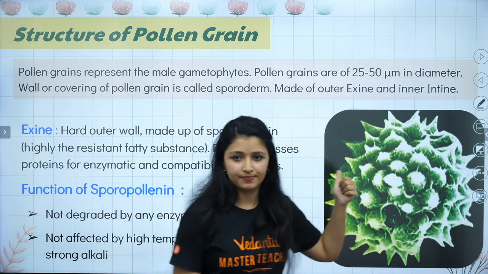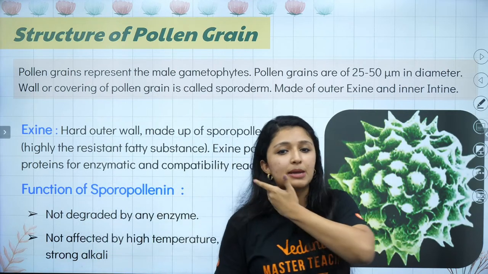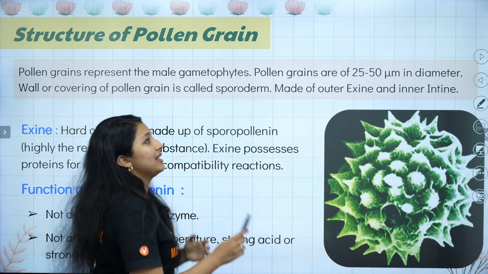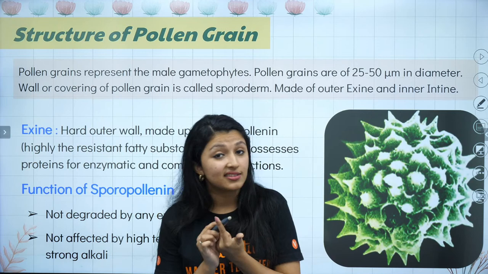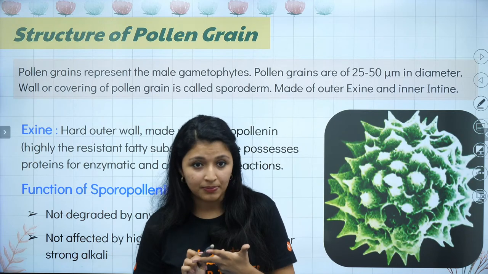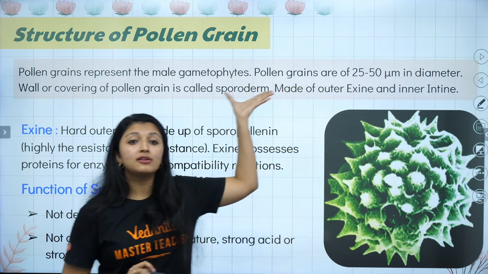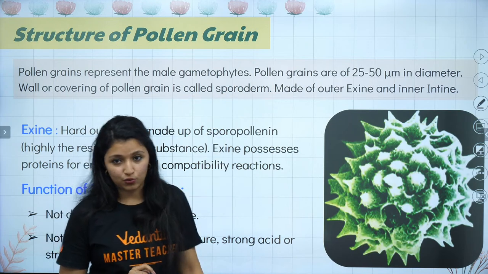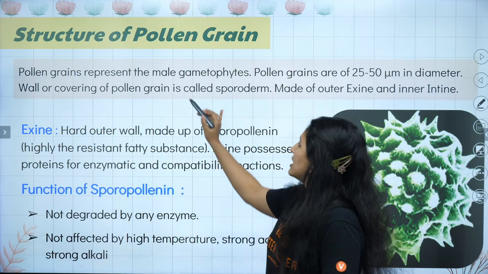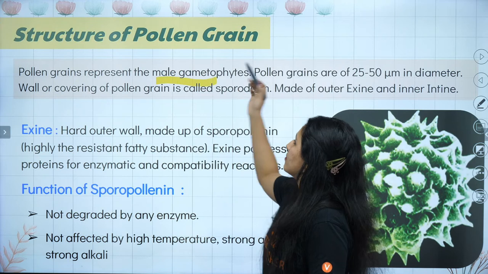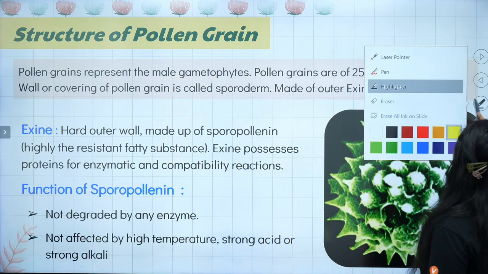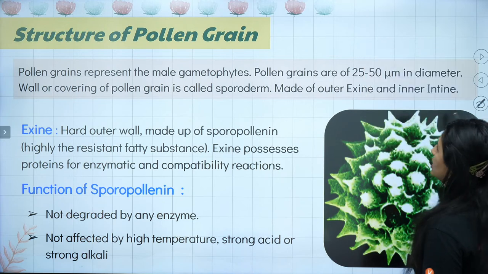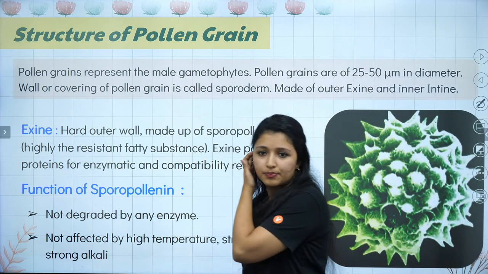So we have got the mature pollen grain. Now we learn the structure. Pollen grains represent the male gametophyte. Like how we learned that theca or pollen sac has another name called microsporangia, here also the pollen grains are called the male gametophytes, because anything that contains the male gamete is called a male gametophyte, right?